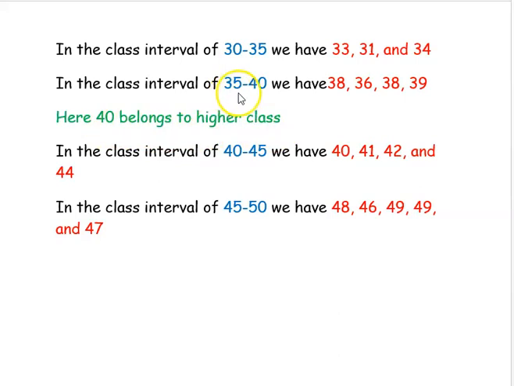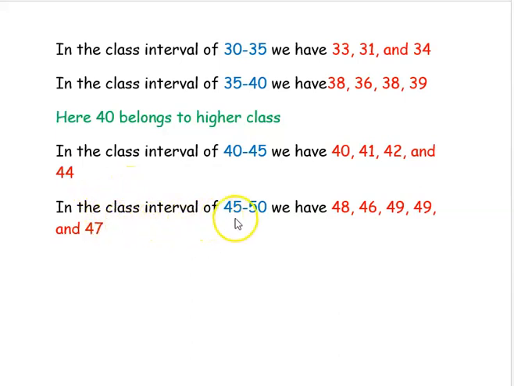If you consider these two class intervals, 35 to 40 and 40 to 45, the 40 to 45 is the higher class interval. So 40 belongs to the higher class interval, and we write this 40 value in the class interval 40 to 45. The values that lie between 40 and 45 are 40, 41, 42 and 44. So totally we have 4 values.